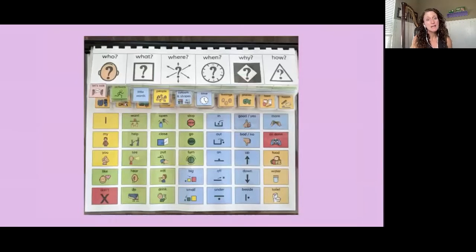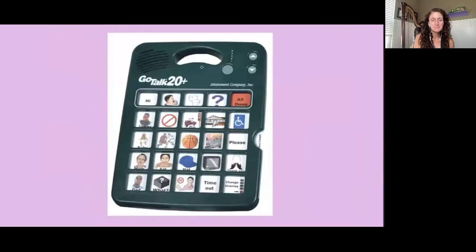Oftentimes, people may be using a picture board. I just want you to see these things. This one was actually for sale on Etsy. Some educators sell those types of things, but you can always make these yourself as well.